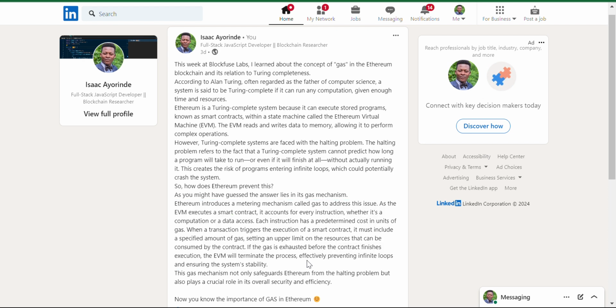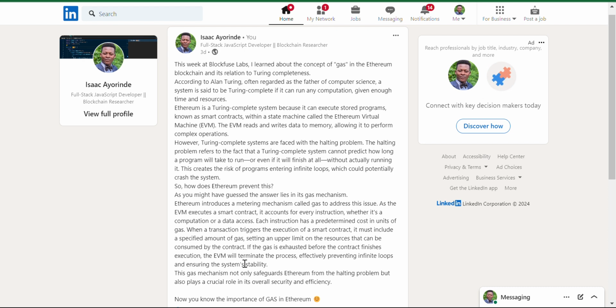You might be wondering, why do we pay gas on the Ethereum blockchain? Sometimes, in fact most times, people complain that Ethereum's gas fee is way higher than other blockchains. The reason we pay gas is to address the halting problem. The gas mechanism not only safeguards Ethereum from the halting problem, but also plays a crucial role in its overall security and efficiency.